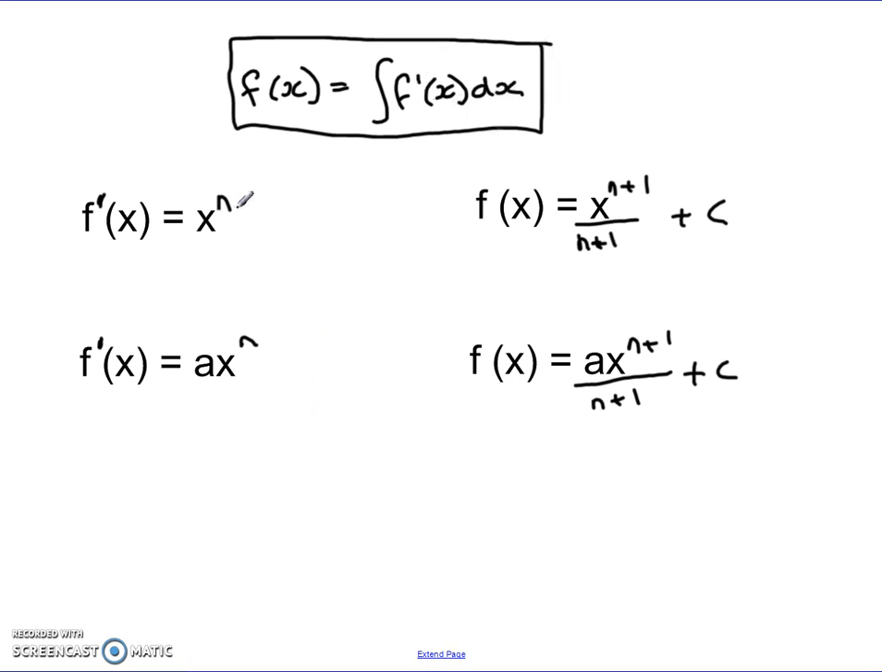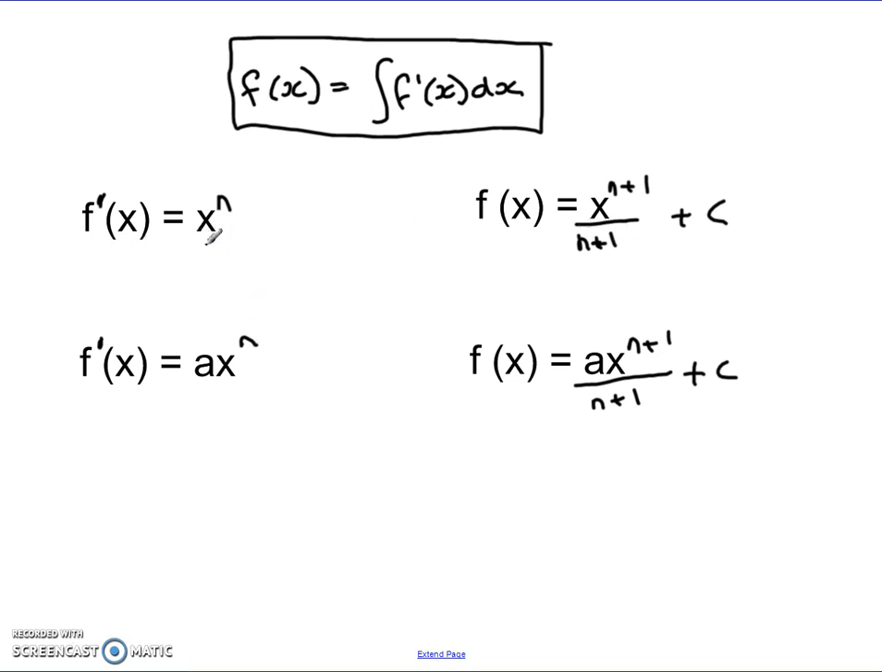Now, the two simple terms we're going to look at in this video is when we've got a term that's of the form x to the n, so x to some power, and when we've got a derivative form where it's ax to the n, where a is just some constant or coefficient. So something like x cubed, 6x squared, that sort of thing. That's what we're going to look at integrating.